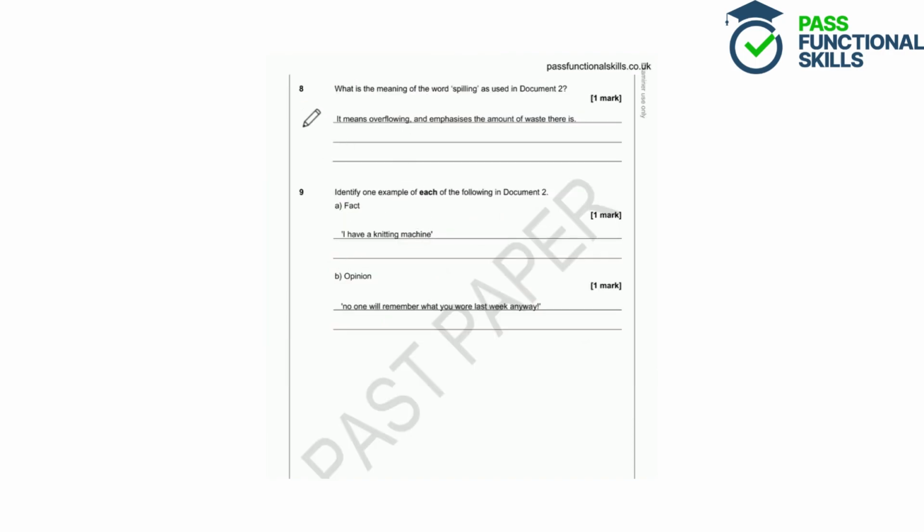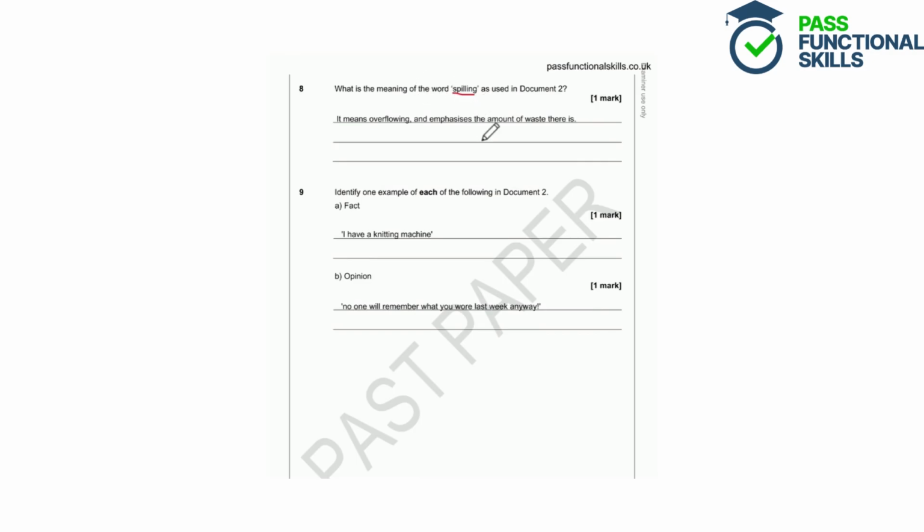Question 8. What is the meaning of the word spilling as used in document 2? So if we look up the dictionary definition of spilling, it says to cause or allow liquid, usually liquid, to flow over the edge of its container, especially unintentionally.